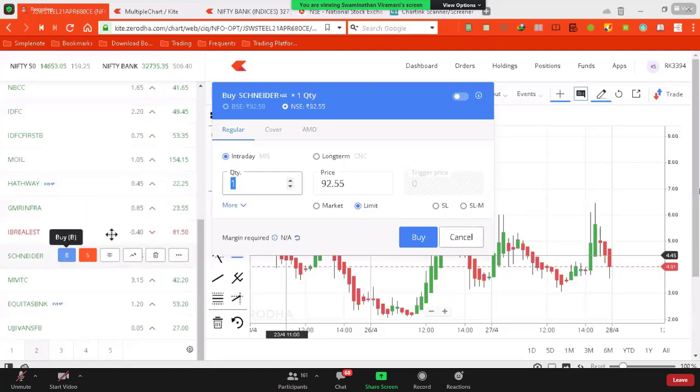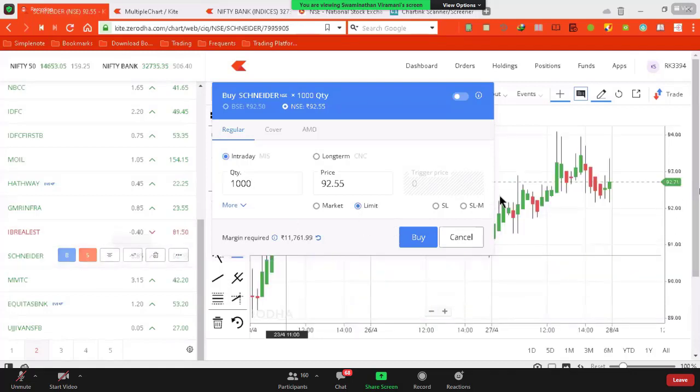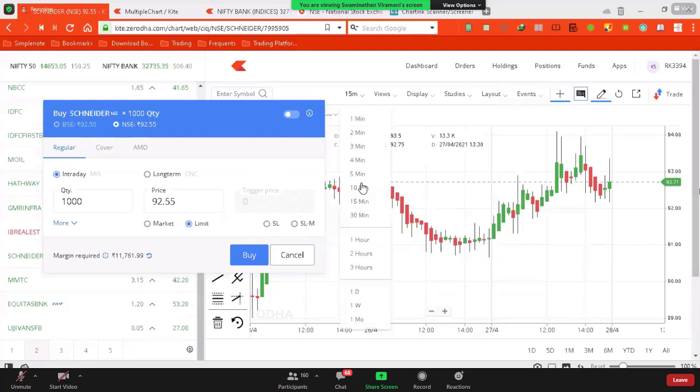Look at Schneider Electric. 11 rupees is the margin required for a stock priced at 92 rupees. 8 times margin. 11,000, and these are not stocks which don't move at all. They move 3-4 rupees per day. Let me show you that also.